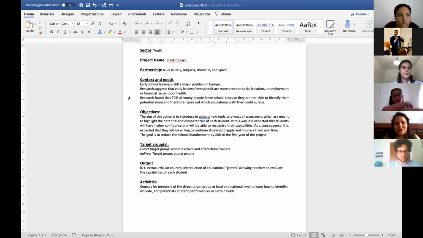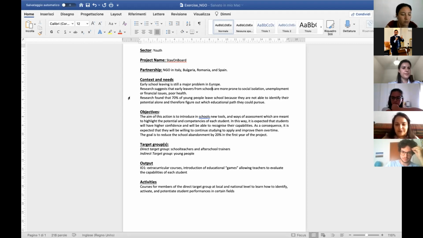Actually, I would say that she is totally on point with the school sector, because one of the sectoral priorities is to tackle early school leaving. So this will totally fit in the school sector, and it's really good. I don't know if I understood the output right. I think these games are an assessment method to help teachers recognize the potential of the students, or not? Yes, good.